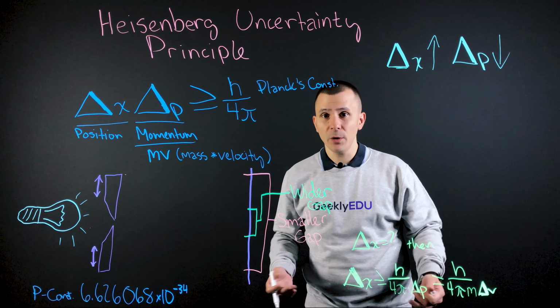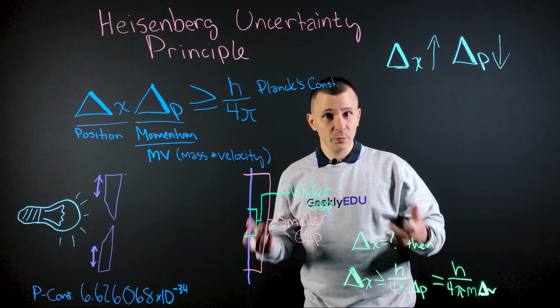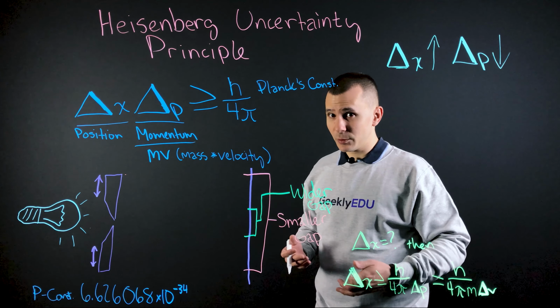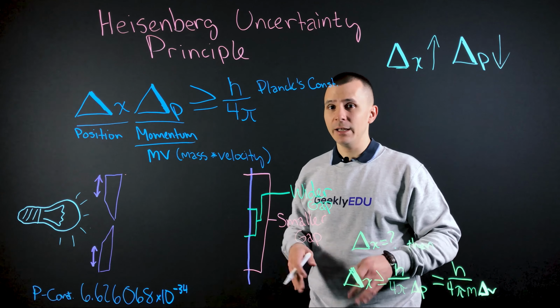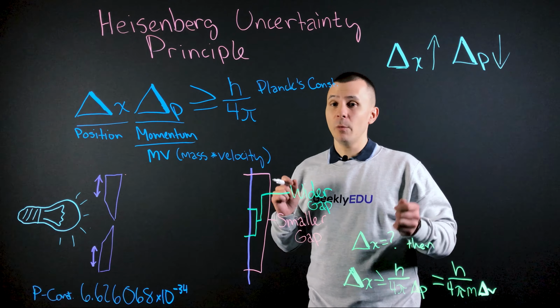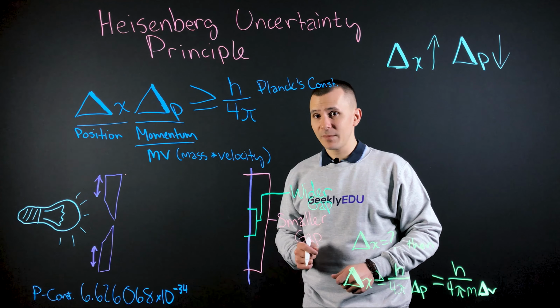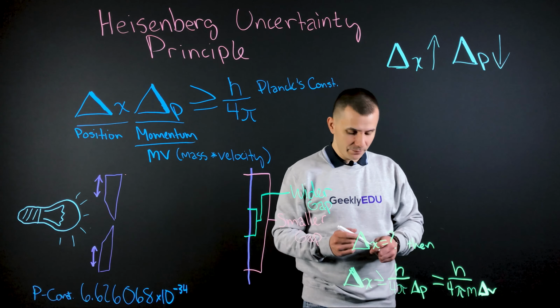So if you take a bowling ball and you throw it off the edge of a building, you can predict with almost extreme certainty exactly where it's going to be given these parameters. But when we get to the quantum size, it's a completely different story.